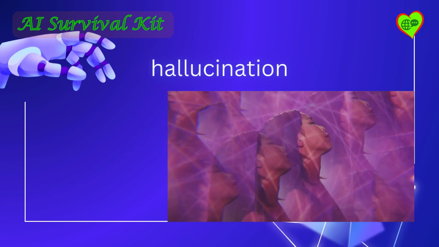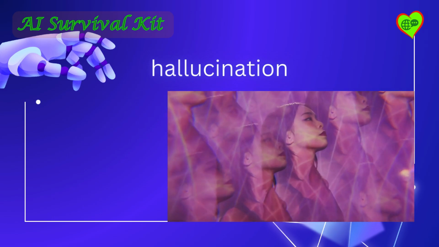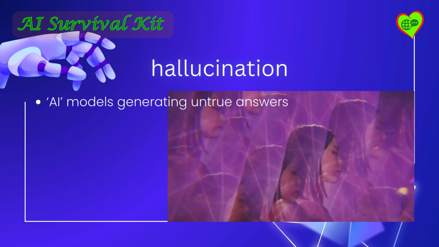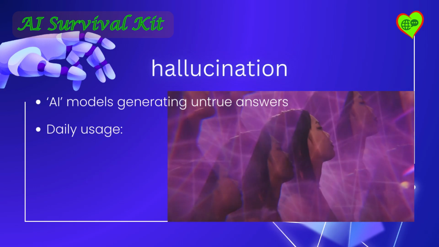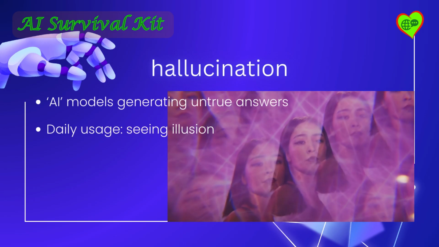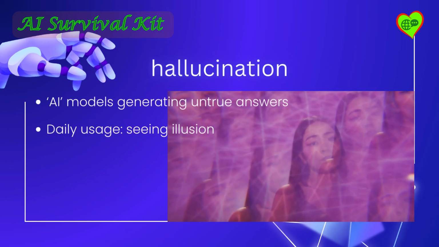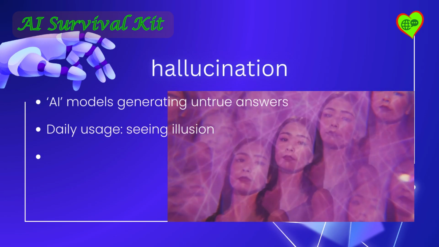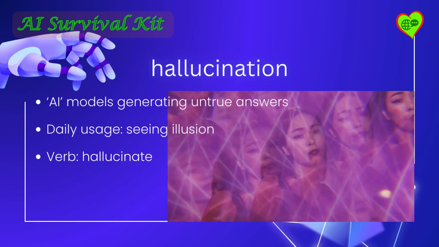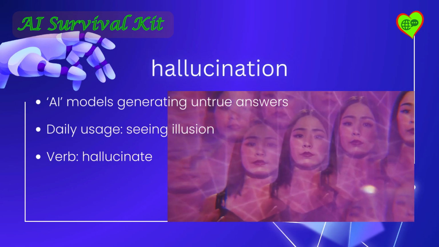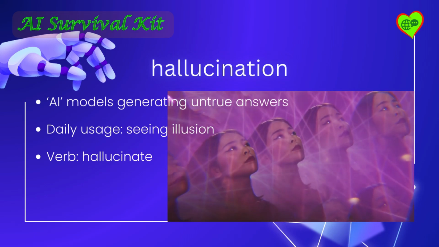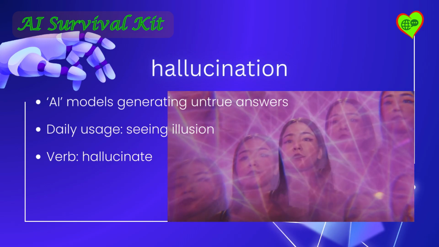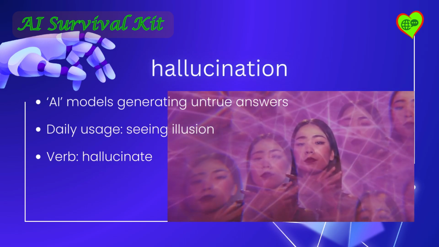The third term is hallucination, which refers to AI programs generating answers not supported by facts. The literal meaning of hallucination is seeing illusion, that is, seeing things not really there. The verb form is hallucinate. When they cannot find a sound solution, sometimes AI programs will hallucinate an answer as if they can, and even make up fake sources to support the answer.